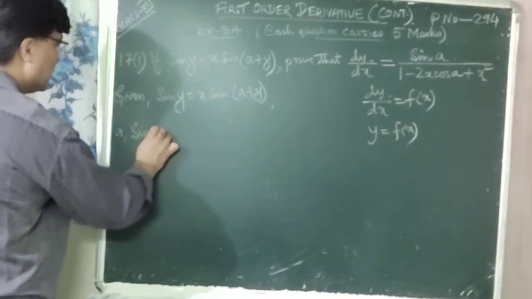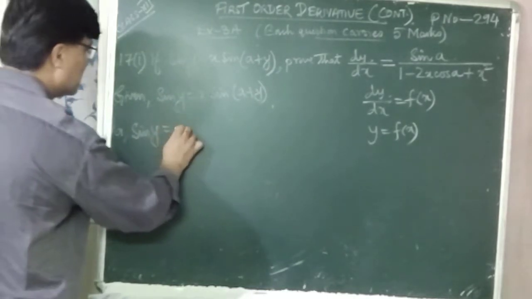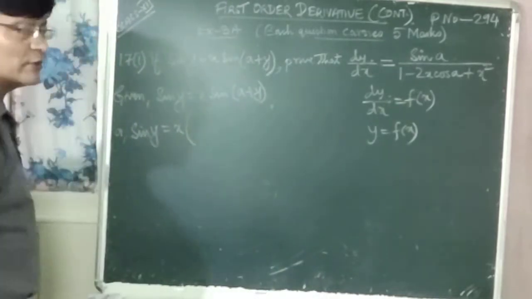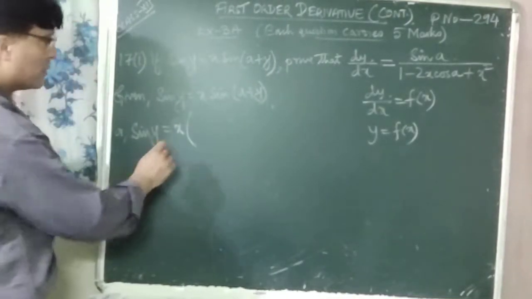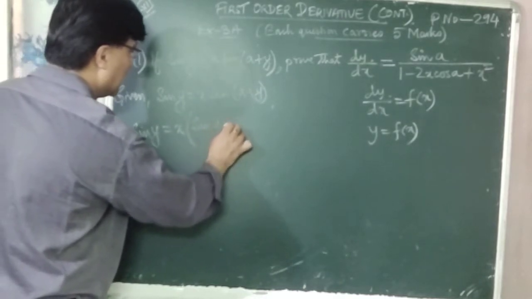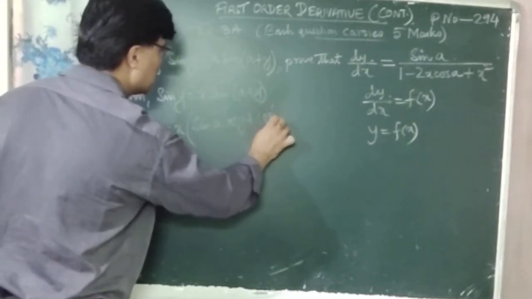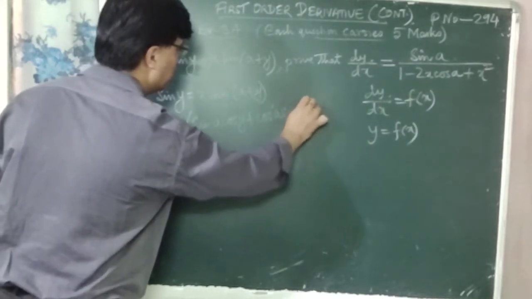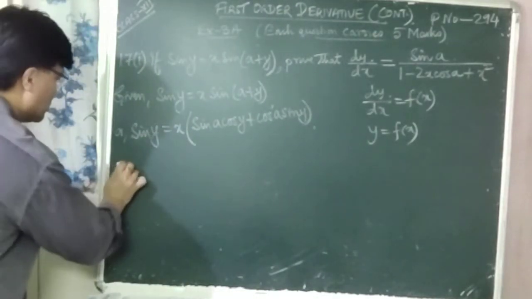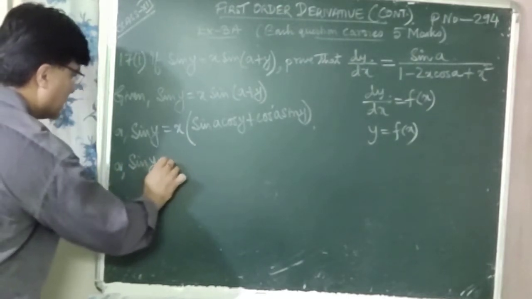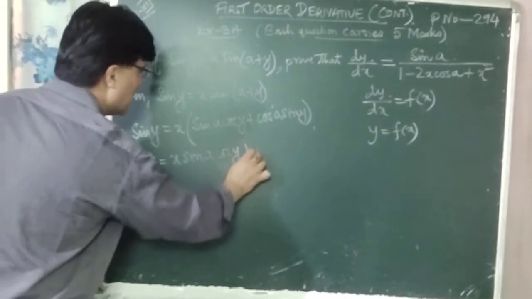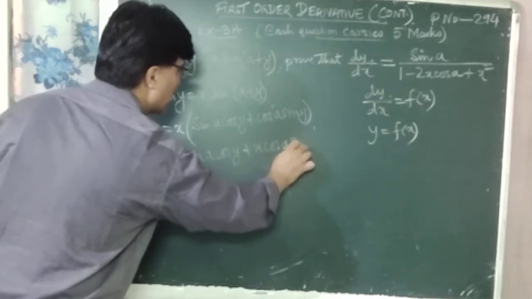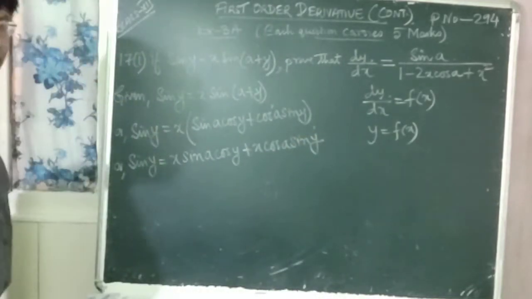So how can you get y as a function of x here? So sin y is equal to x within bracket. You can use the formula of sin of a plus b. In class 11 you did it in compound angles, isn't it? What is the formula for sin of a plus b? It is sin a cos y plus cos a sin y. Bracket closed. So this is your sin y is equal to, multiply by x here, x sin a cos y plus x cos a sin y. Is that clear?